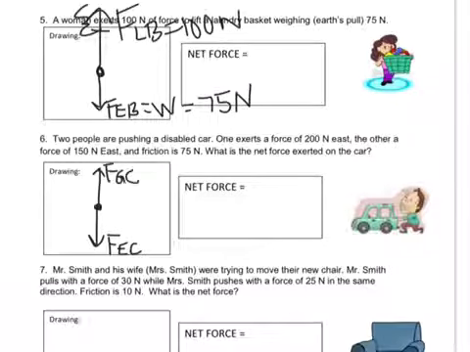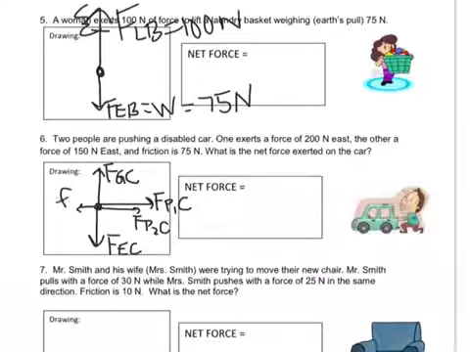And we have 2 people pushing it to the right, one with 200 newtons and one with 150 newtons. And then friction is pulling it back with 75. So friction is a smaller vector. And that's it. So right now we're not going to include any numbers.